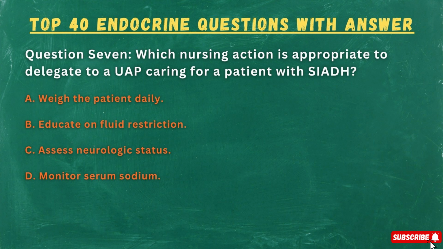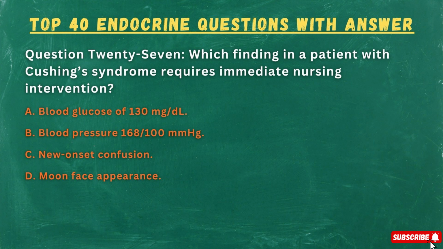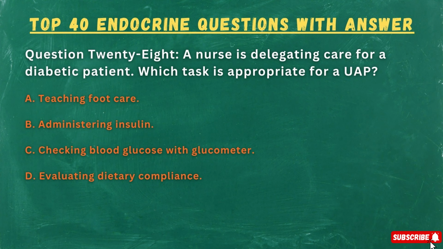Question 27. Which finding in a patient with Cushing's syndrome requires immediate nursing intervention? A. Blood glucose of 130 milligrams per deciliter. B. Blood pressure 168/100 mmHg. C. New onset confusion. D. Moon face appearance. Answer: C. New onset confusion.